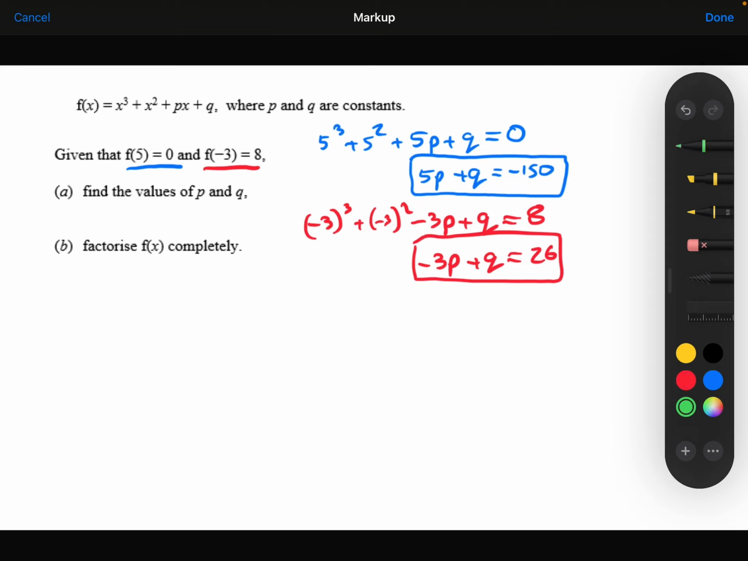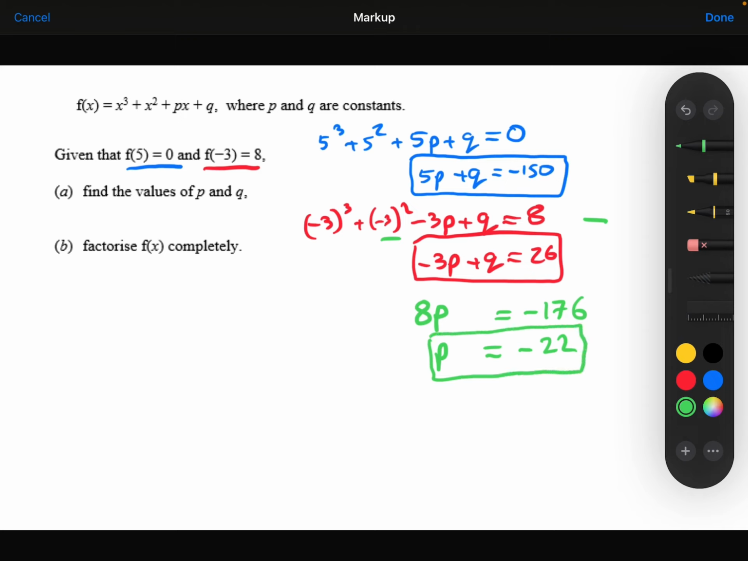Right, if we now do simultaneous equations, we can work out what p and q are. So I'm going to do my top equation, take away the bottom equation. The 5p minus the negative 3p will become 5p plus 3p, which will be 8p. The q minus the q will be 0. The minus 150 minus the 26 is minus 176. Divide both sides by 8 and we get p is minus 22.